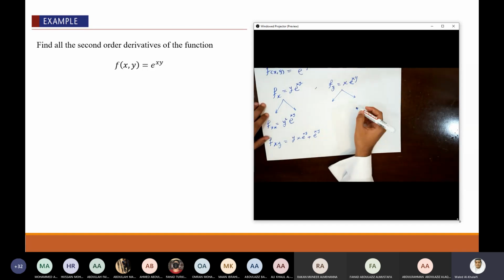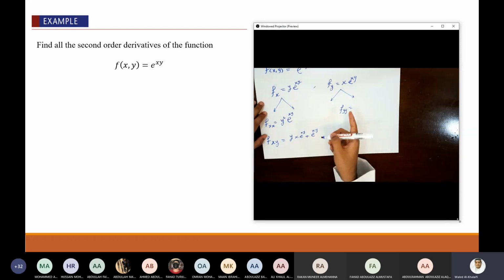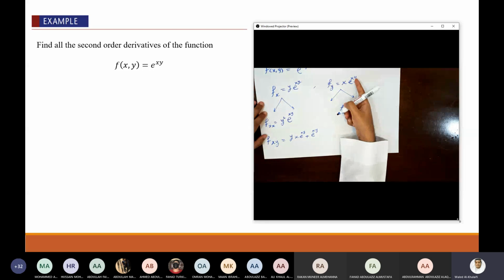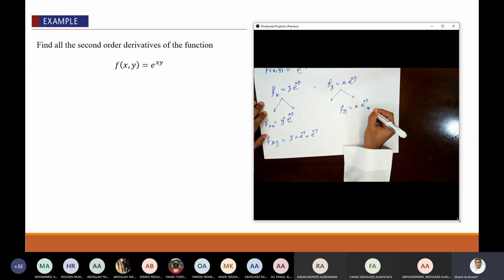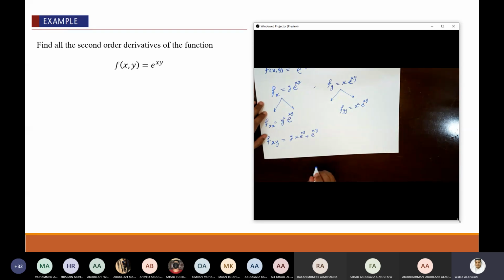Now here, guys, let's do fyy. And next I will do fyx. Okay? fyy, what is it? I have y here. So you are going to have x e to the power xy times the derivative of the y in the exponent, which will be another x. So we have x squared.